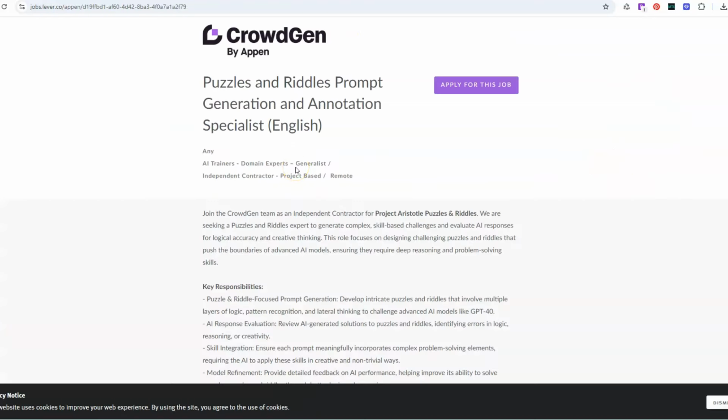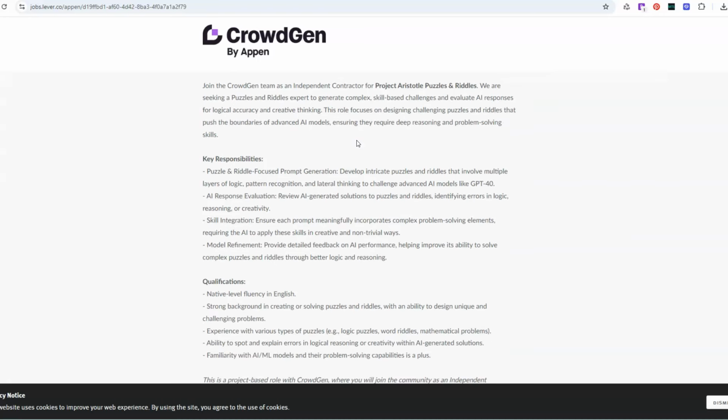Another job comes from CrowdGen by Appen, and they're looking for puzzle and riddle prompt generation specialists to work from home in English. You do have to be fluent in English, and you're going to basically help AI evaluate their responses and make sure that they're accurate, related to puzzles and riddles that involve multiple layers of logic, pattern recognition, and lateral thinking to advance the AI models.